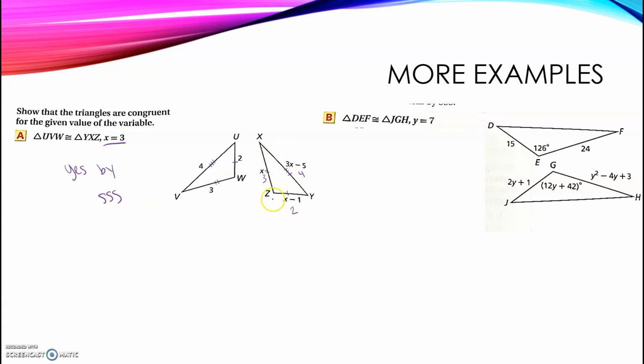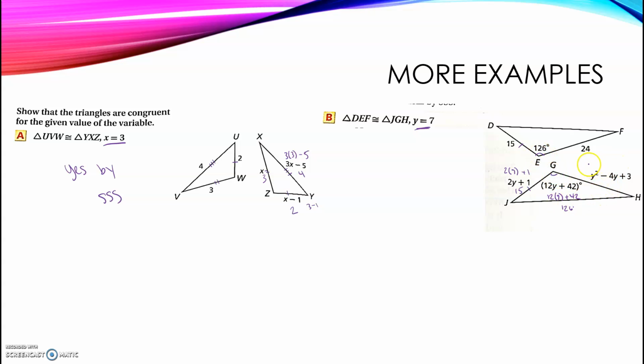So plug them in and show me the values though. So here we did, x was just 3. Here we did 3 times 3 minus 5. Here we did 3 minus 1. Over here, these ones are all done for us. So we just got to plug in y is 7. So 2 times 7 is 14, plus 1 is 15. There's your side. Angle 2 times 7 plus 42, we're going to get 126. There's your angle.